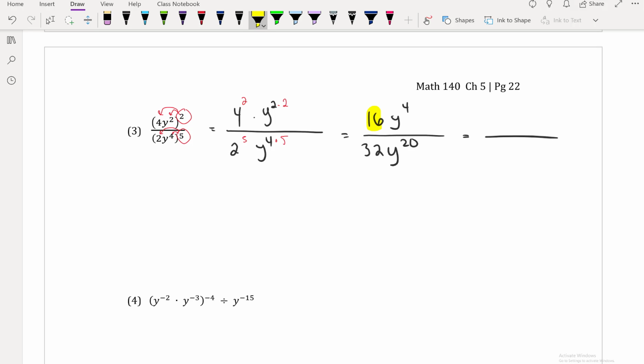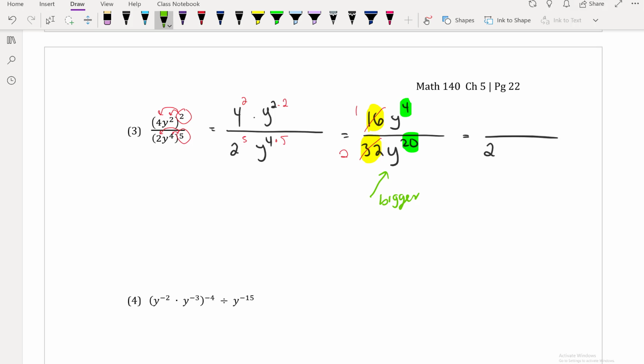So let's just focus on our numbers here. If I have 16 divided by 32, that tells me that I can divide each one by 16. So when I do that, I would cancel. 16 divided by 16 is 1. 32 divided by 16 is 2. So I have a 2 in my denominator. Now I want to think about the exponents on the y. Which one is bigger?